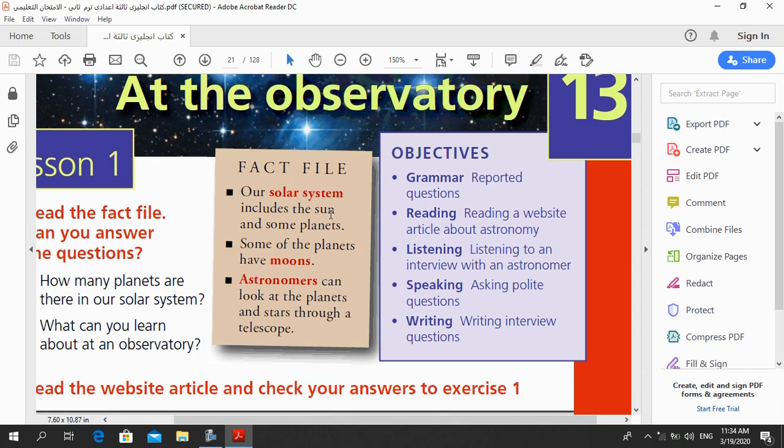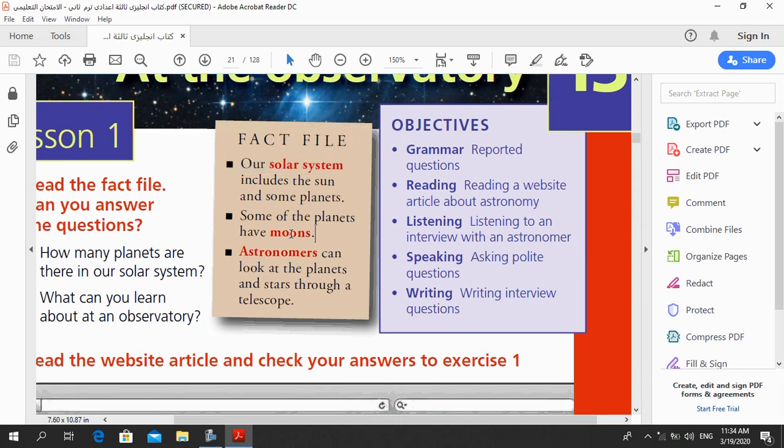Our solar system includes the sun and some planets. Of course, this is the solar system. How many planets? 8 planets. Some planets have moons. And the scientists who study stars are called astronomers. Astronomers can look at the planets and stars through a telescope. Excellent. Okay.